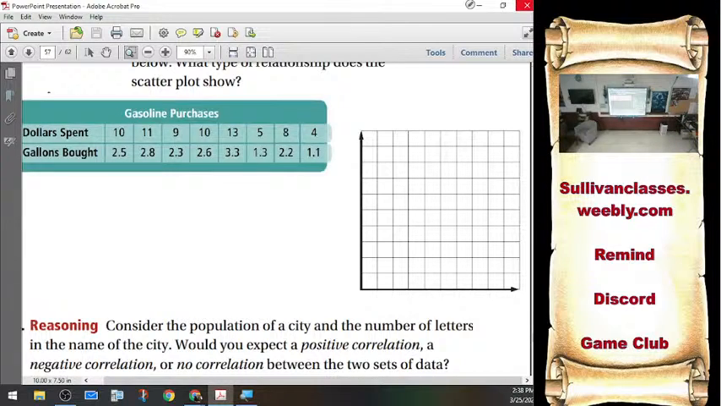Question. So they're comparing the population to the number of letters in the name. Like, how many people are in New York compared to there's 8 letters in the name? That's what they're comparing. Number of chickens in Denmark compared to the number of Lego sets sold. Positive correlation, negative correlation, or nothing. Do those two things have anything to do with each other? No correlation.